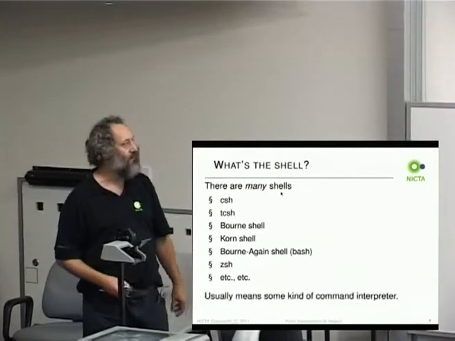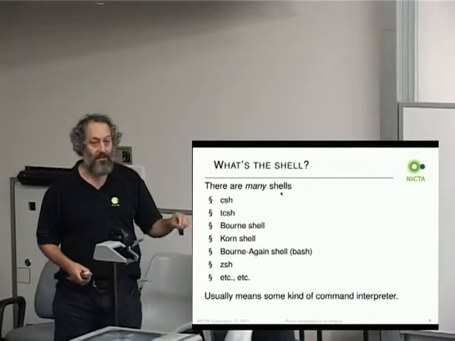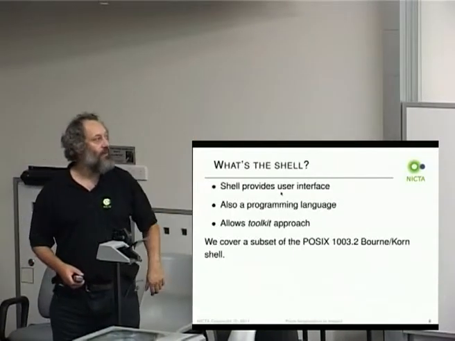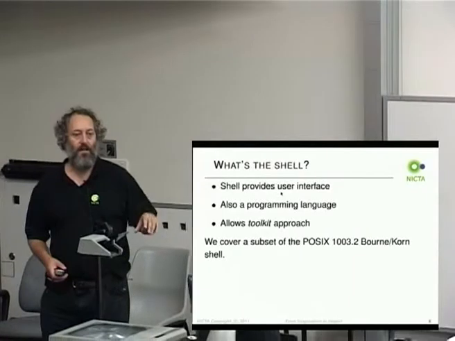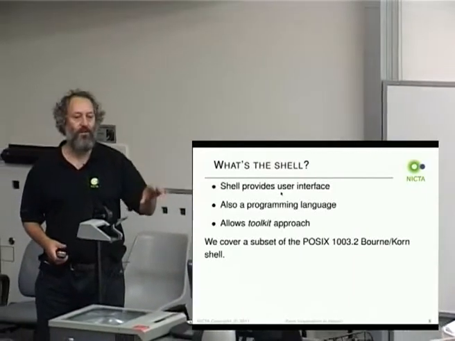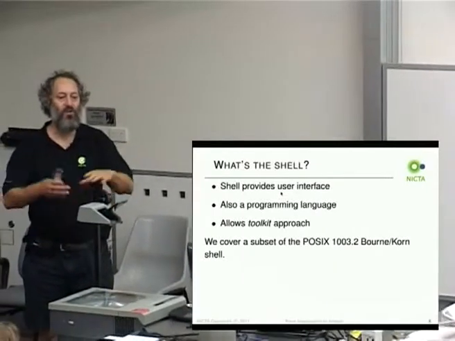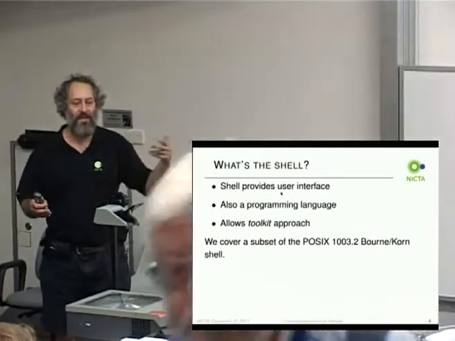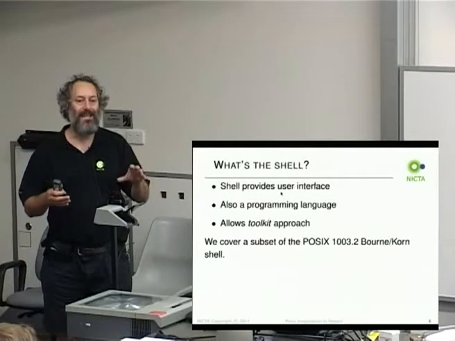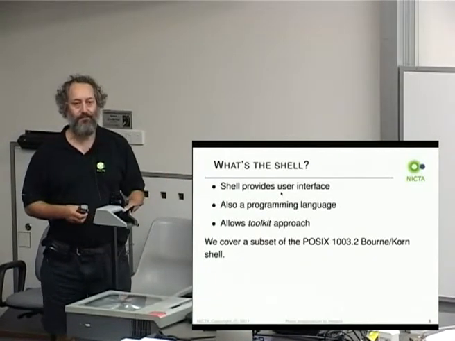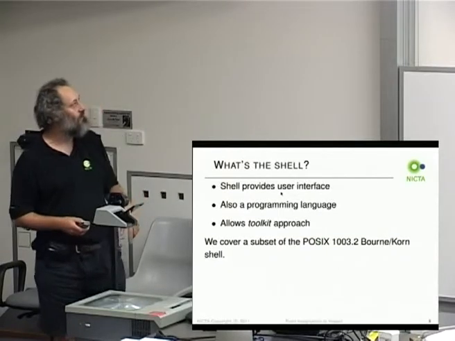The one I'm going to be covering is mostly some kind of command interpreter. We're going to be mostly covering the subset of the 1003.2 Bourne shell. So POSIX 1003.2 standardized what a shell should look like, and almost all of the shells you have, except for C shell and TC shell, implement some approximation to that POSIX subset. Okay, so that's where we're going to go.